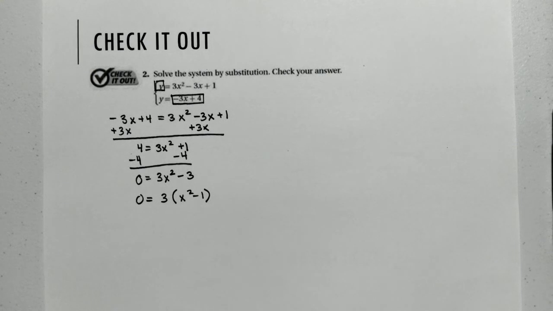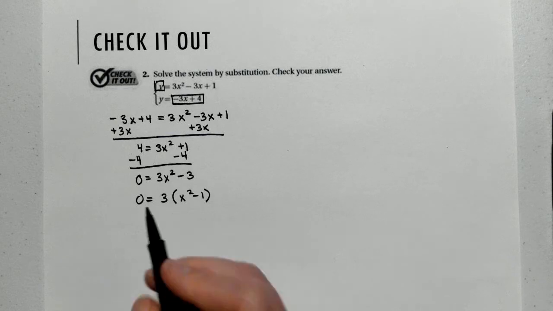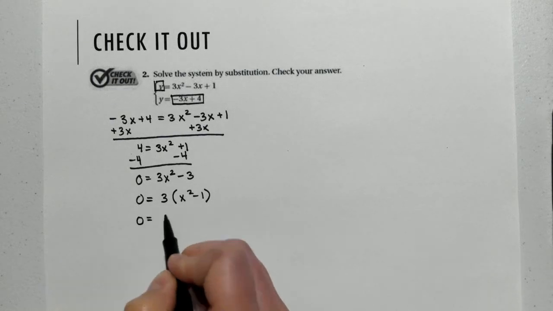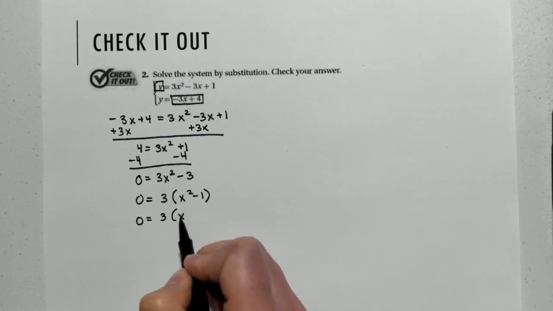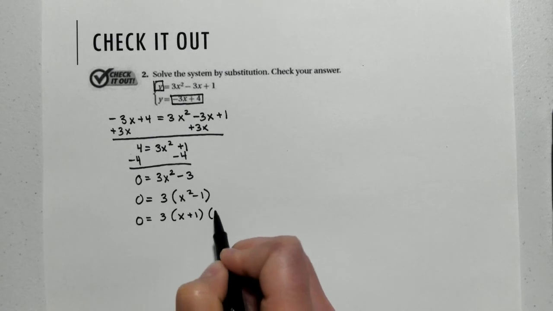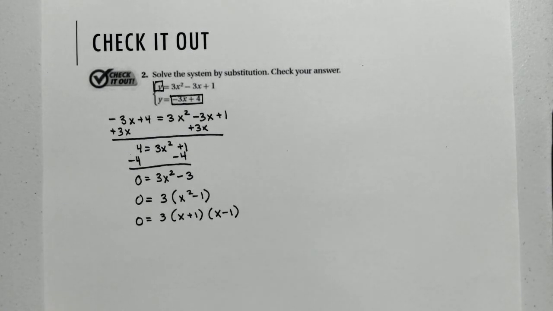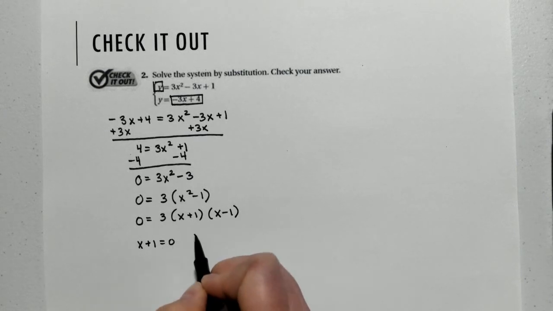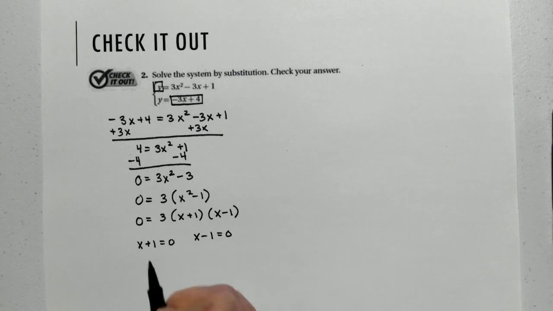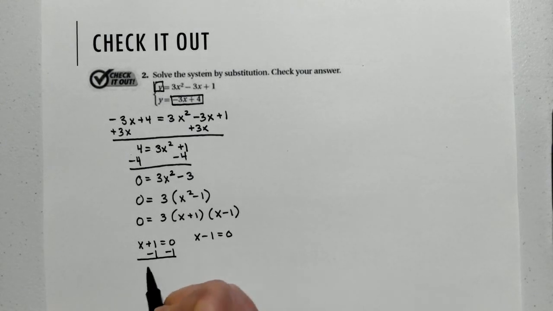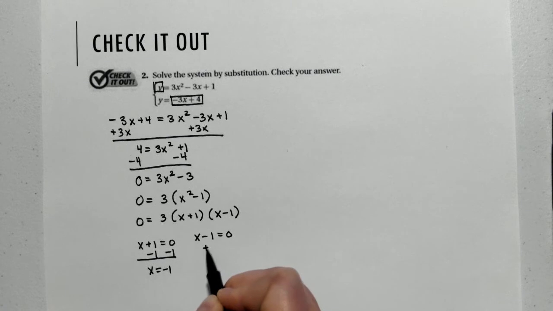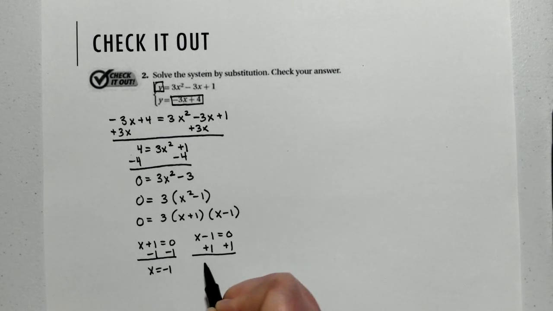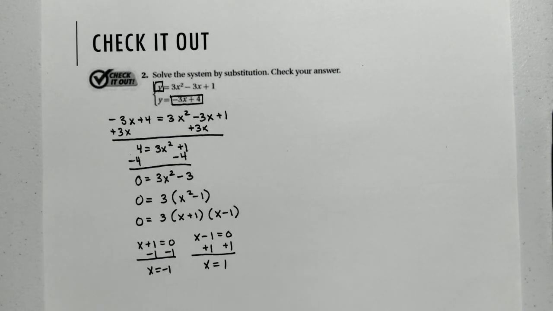x squared minus 1, we have a difference of perfect squares. So to factor this, I'm going to have 3 times x plus 1 and x minus 1. So for this one, we're going to have two solutions. So I'm going to set both of these equal to 0. So x plus 1 equals 0, x minus 1 equals 0. So subtract 1 to get x equals negative 1. Add 1 to get x equals positive 1.